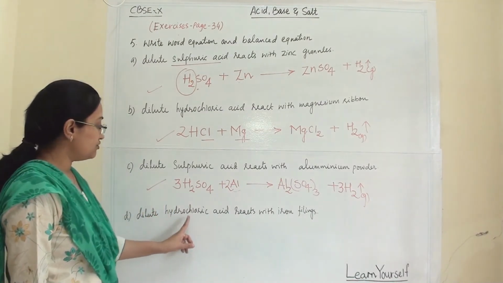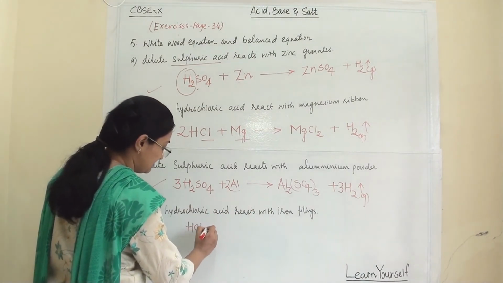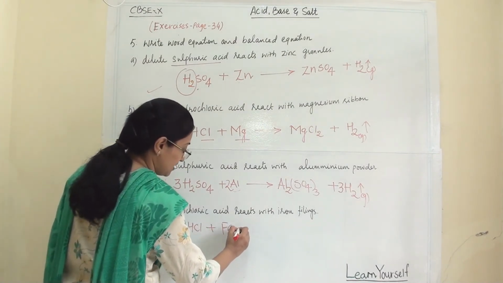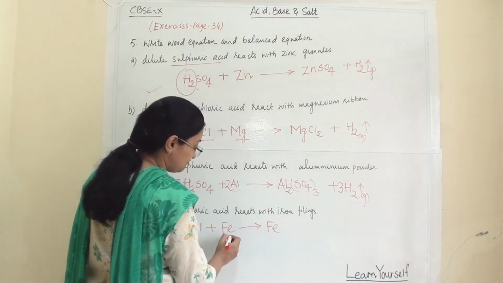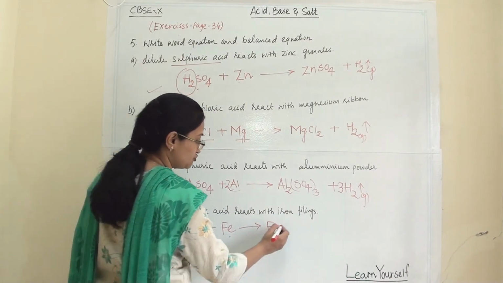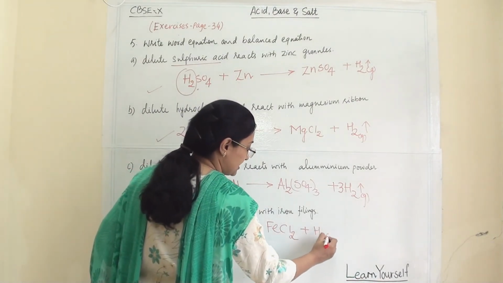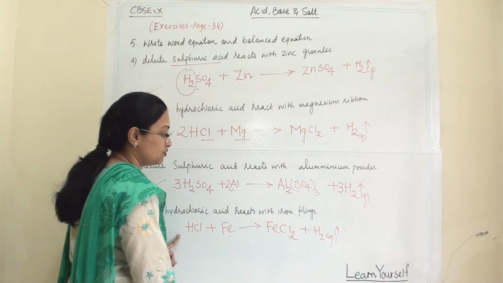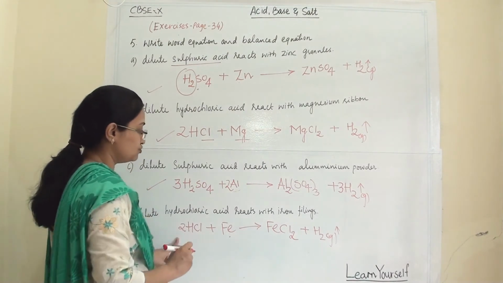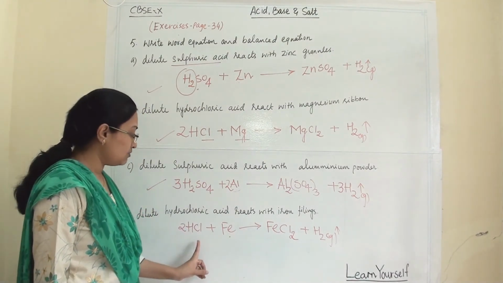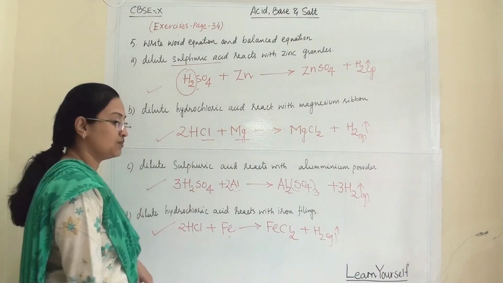Last is, dilute hydrochloric acid reacts with iron filings. So hydrochloric acid is HCl. When it reacts with Fe, iron filings, then we will get FeCl. Now iron is Fe +2. Here the state of iron is Fe +2. So it will become FeCl2. And we will get hydrogen gas here, and it will evolve. Now hydrogen and chlorine both are 2. So here we have to add 2 to make it balanced. Now our equation is balanced, and we will get iron chloride from this.